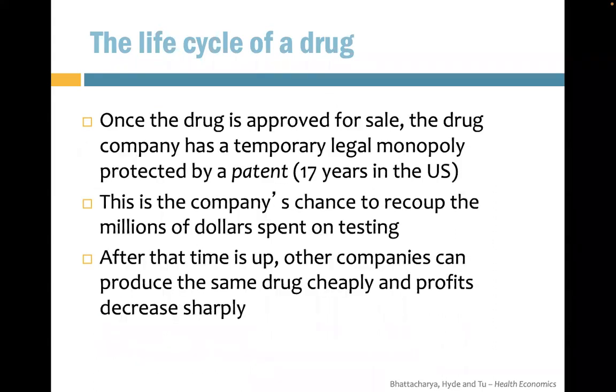Okay, so once a drug is approved for sale, the drug company that developed it has a temporary legal monopoly protected by a patent. In the US, this is 17 years. This is the company's chance to recoup the millions of dollars spent on testing and developing. And after that time is up, other companies can produce the same drug cheaply and profits decrease sharply.